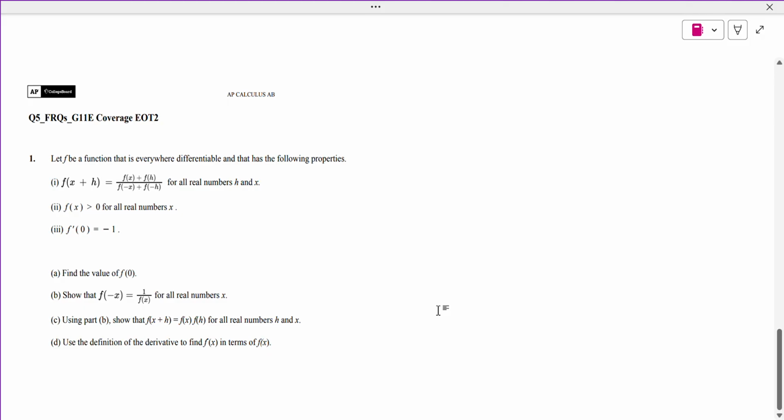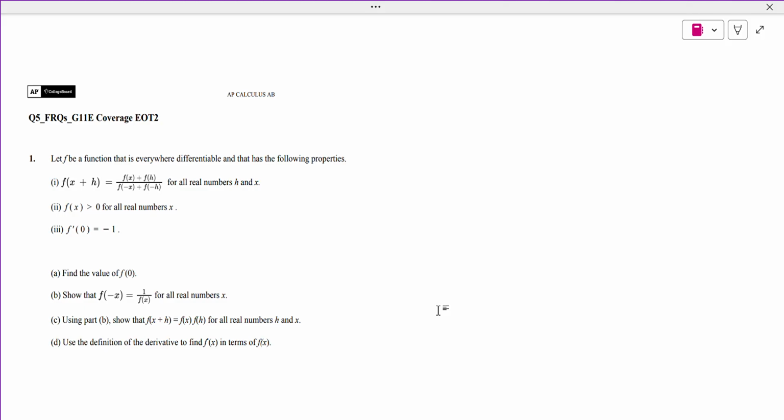In this video we will be looking at question 5 from the coverage of a grade 11 elite for term 2. So we have this question that says let f be a function that is everywhere differentiable and that has the following properties 1, 2 and 3.